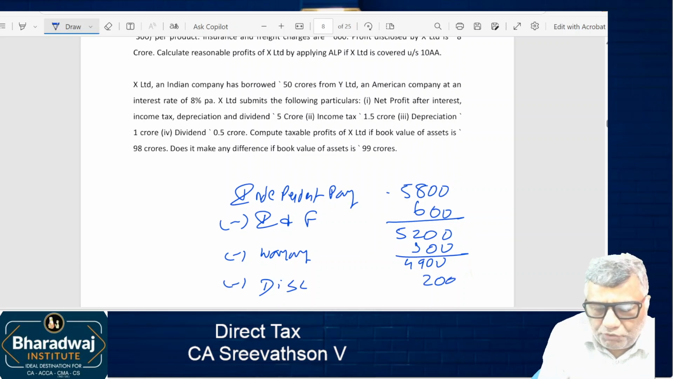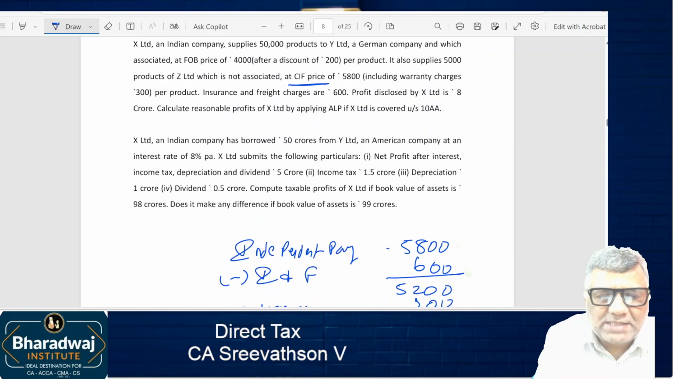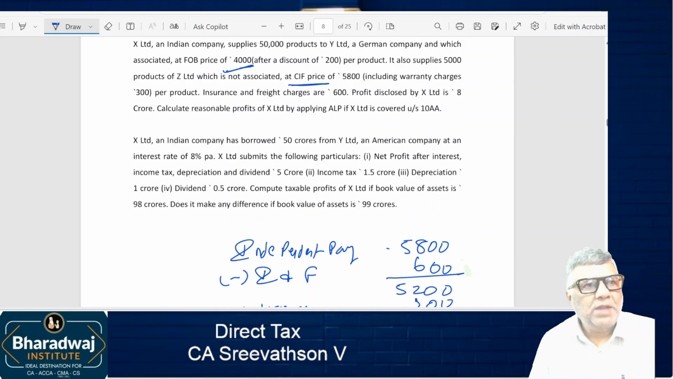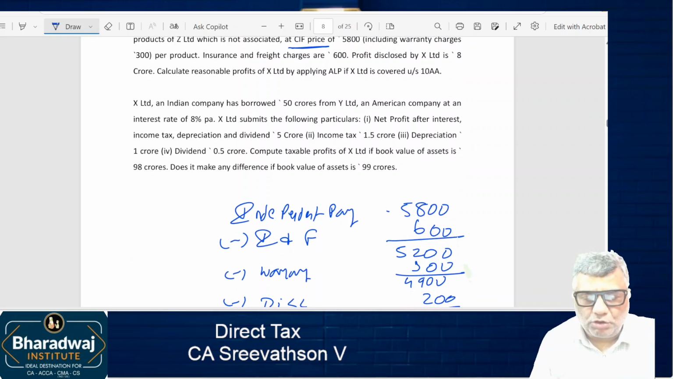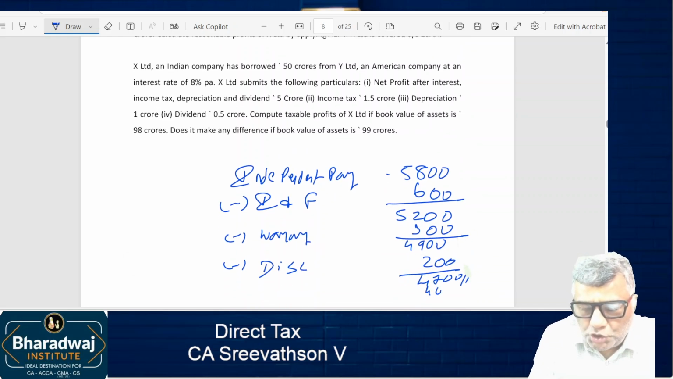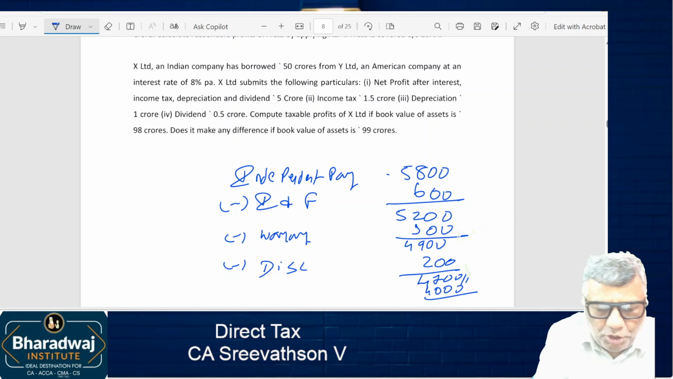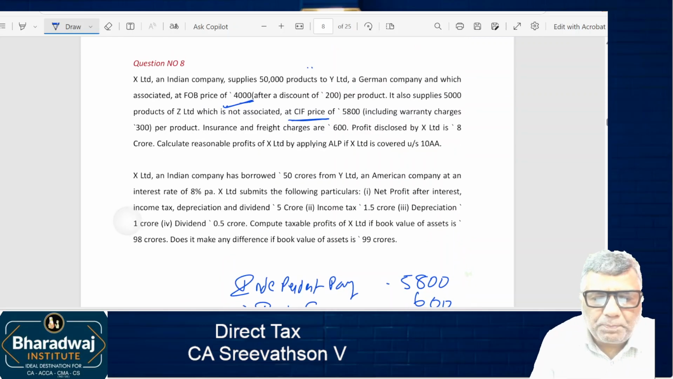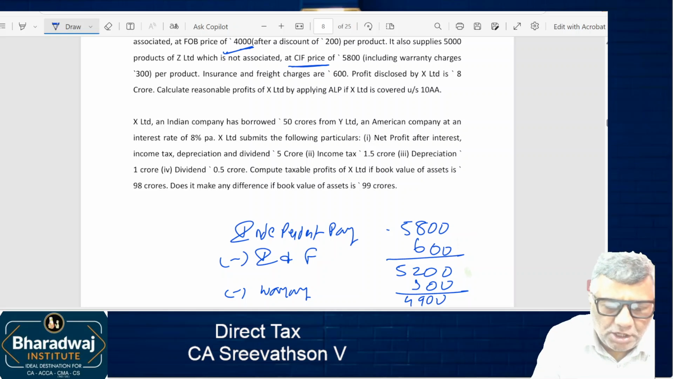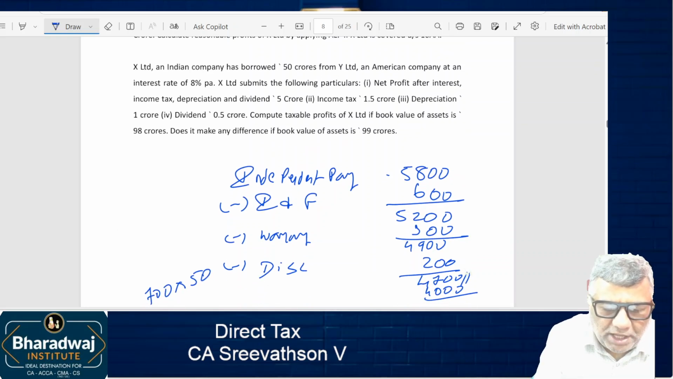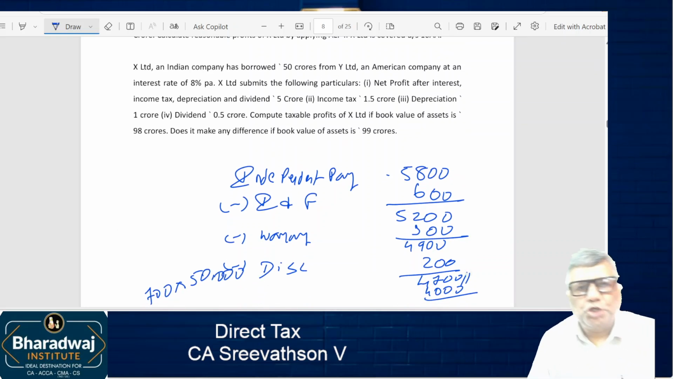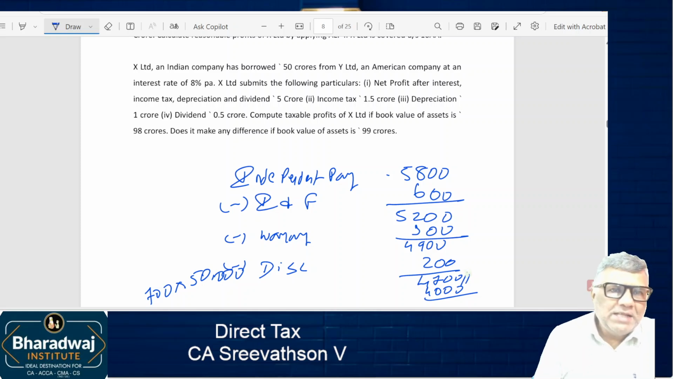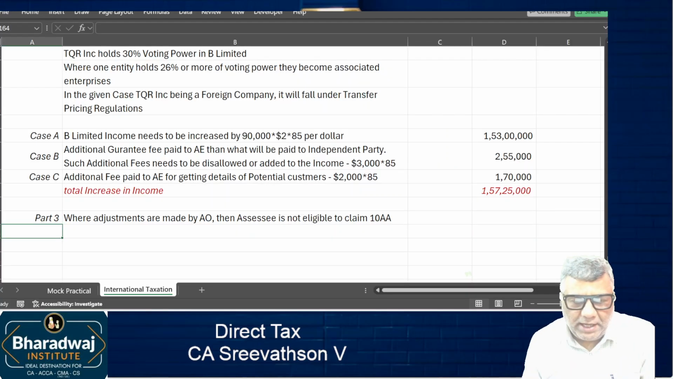So 4,700 should be my price, but I have only supplied it at 4,000. So 700 per unit into the number of units. I supplied 50,000 products. So 700 into 50,000 should be added to the income.